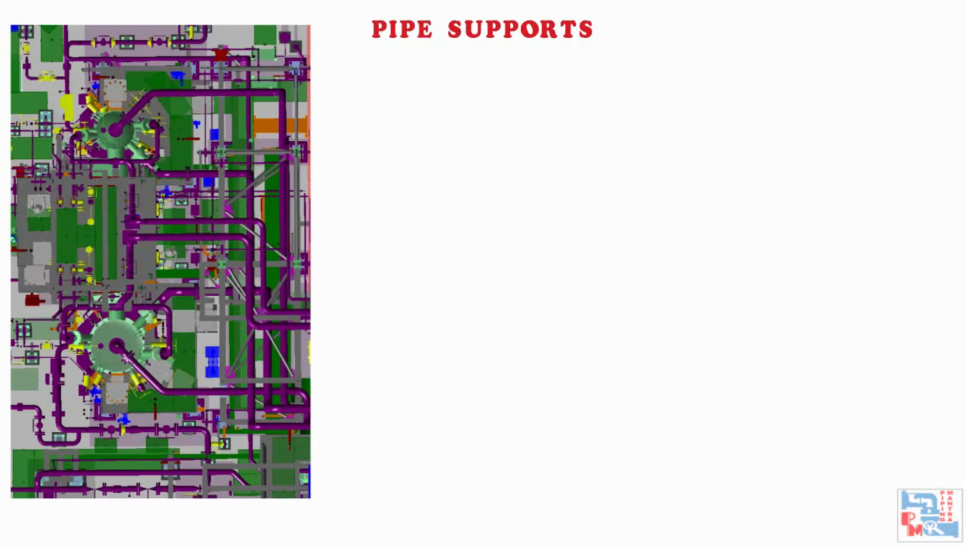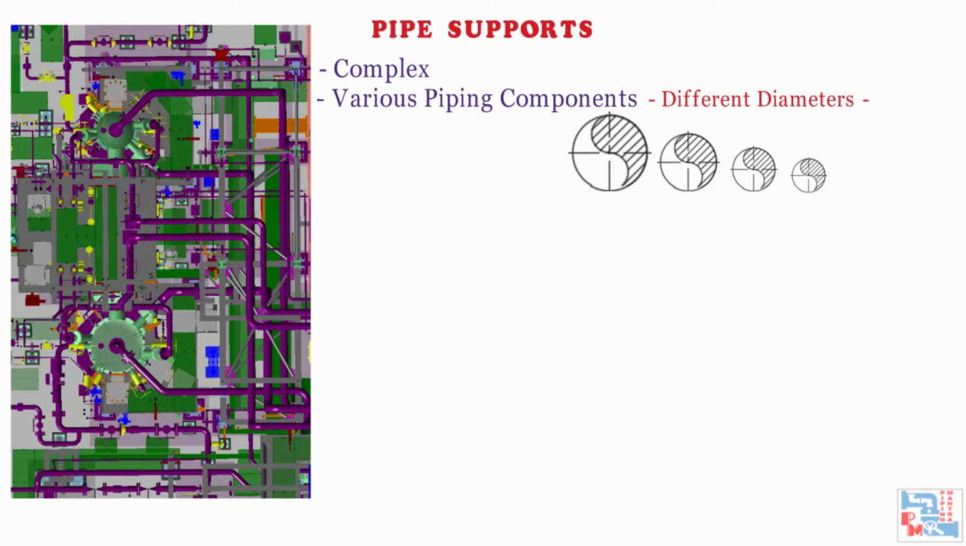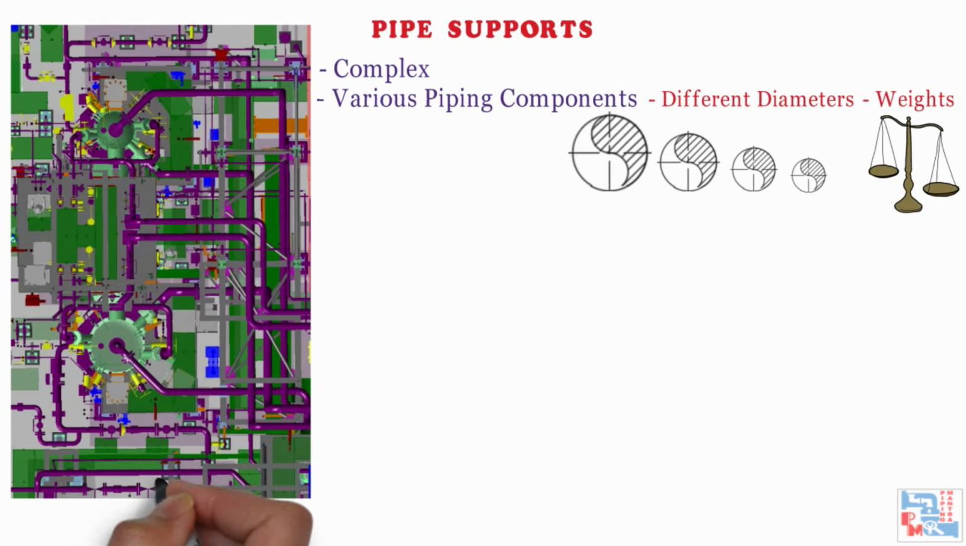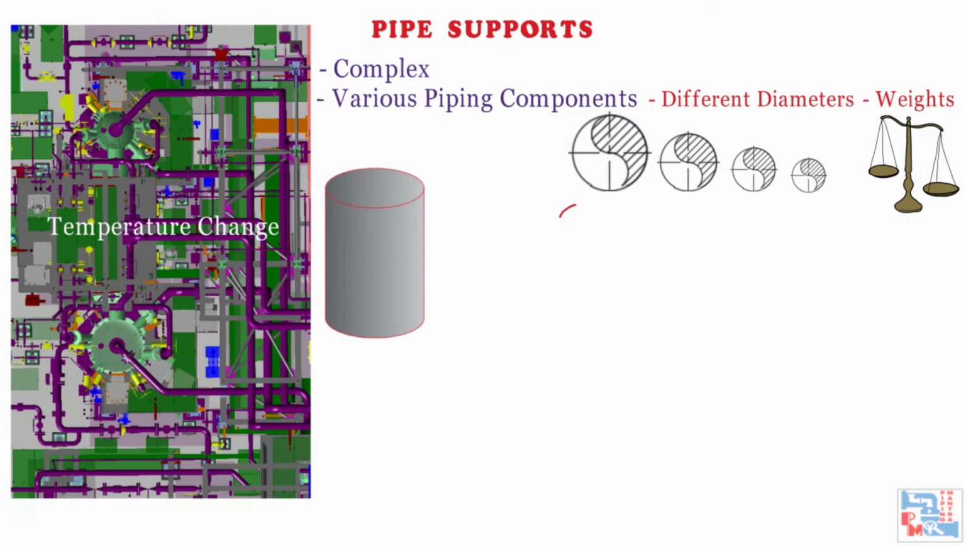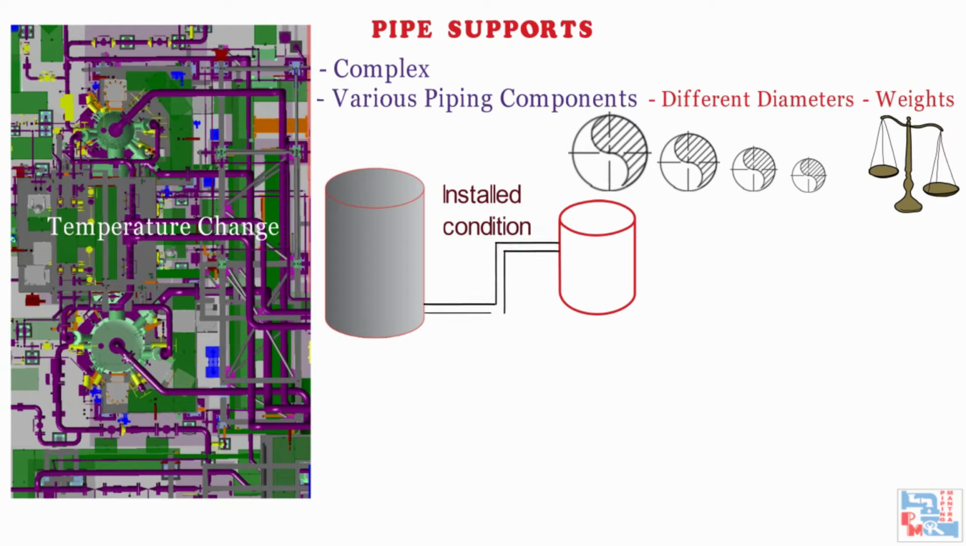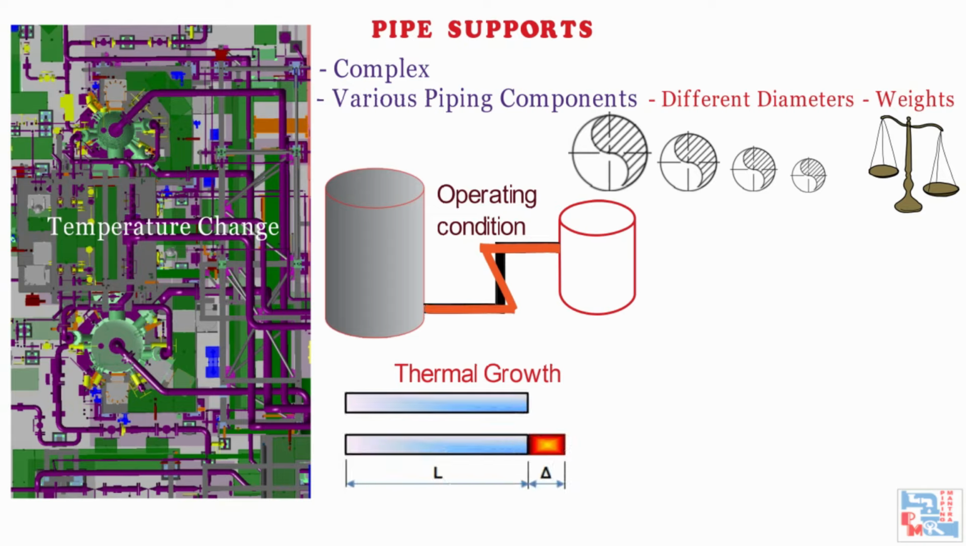The piping profile in general can be considered as a complex and rigid piping network consisting of various piping components which can have different diameters and weights. At the same time, this piping network is also subjected to temperature change while switching from installed to operating conditions and vice versa, resulting into thermal growth in various directions in proportion to the length of pipes. A satisfactory design of the piping system should therefore give a careful consideration to achieve these requirements.